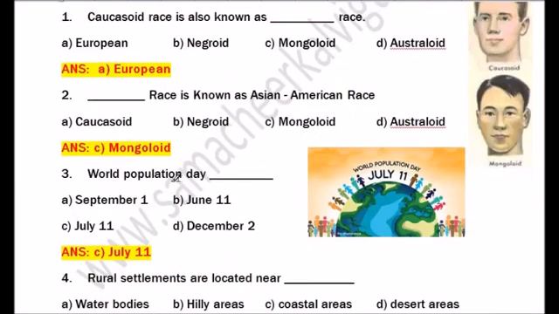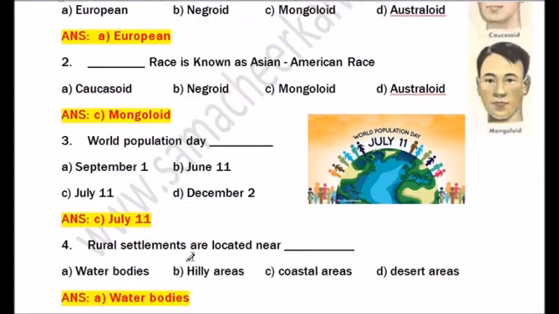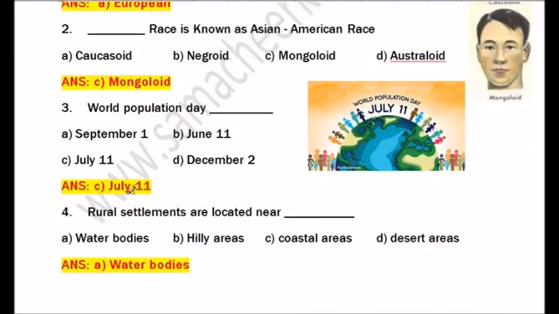Question number 3. World Population Day. Options are September 1, June 11, July 11, December 2. Answer is July 11th. World Population Day is celebrated on July 11th.